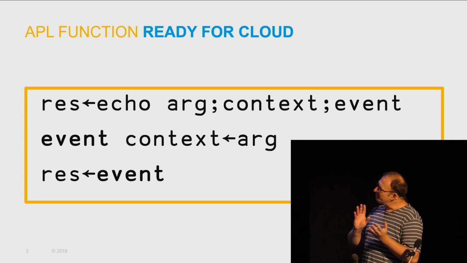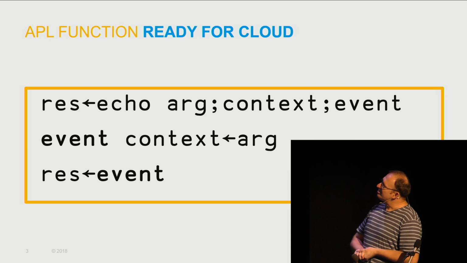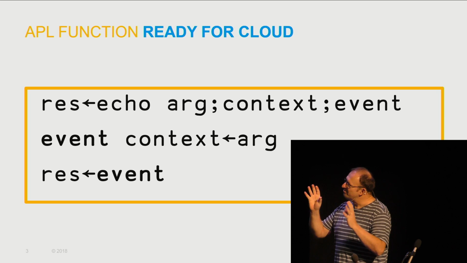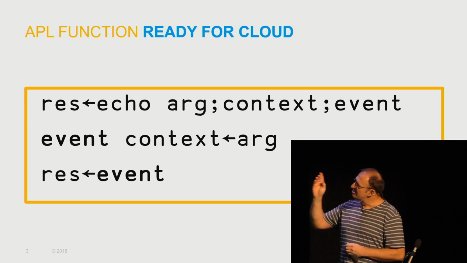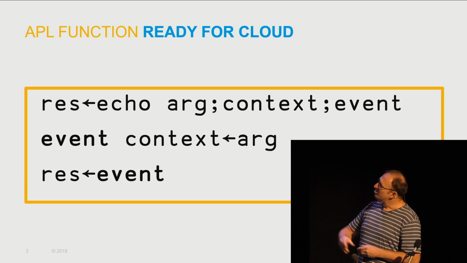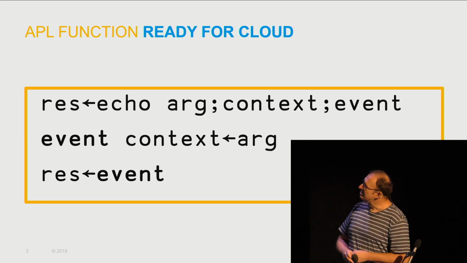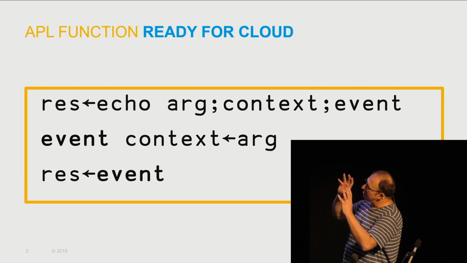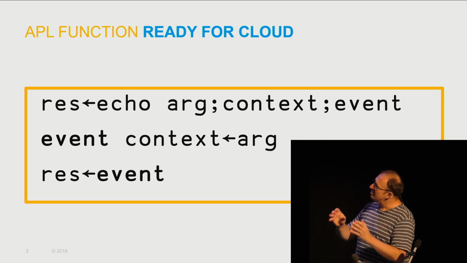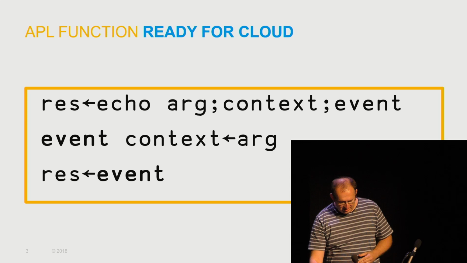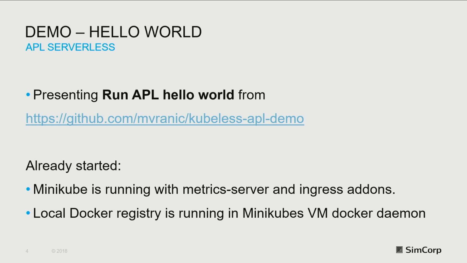This is a typical serverless function, the basic serverless function for APL. This function just echoes the input to the output. The function has two arguments: one is event, and the other is context. Context is the web request context, and that's all. This is an APL serverless function for an event. Let's go to the next slide. I'm going straight to the demo, and I'm trying to show you how this works.